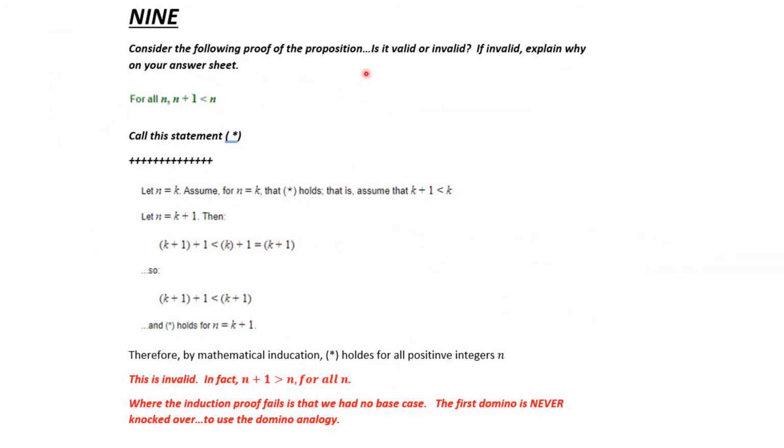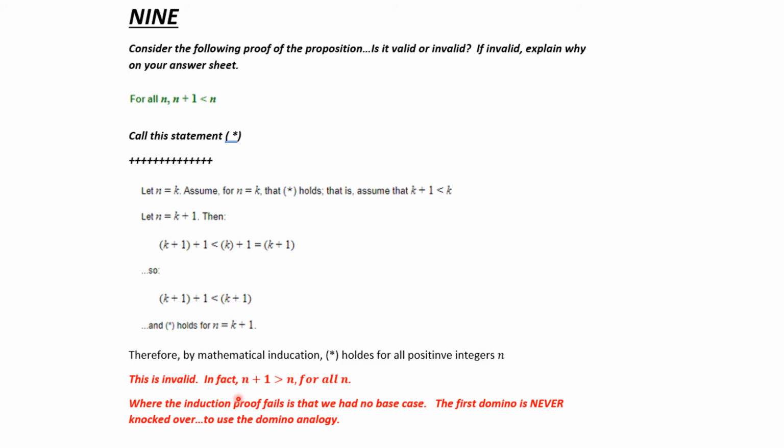Number 9, consider the following proof for the proposition. Is it valid? If invalid, explain why. So we wanted to prove for all n that n plus 1 is less than n. Well, we assume that n is equal to k, and so that's our assumption. And we do k plus 1, and we do the calculation, and we then can say, oh, so this holds for k plus 1 when we assume it held for k. So we satisfied the induction hypothesis. Therefore, by mathematical induction, it holds for all positive numbers n.